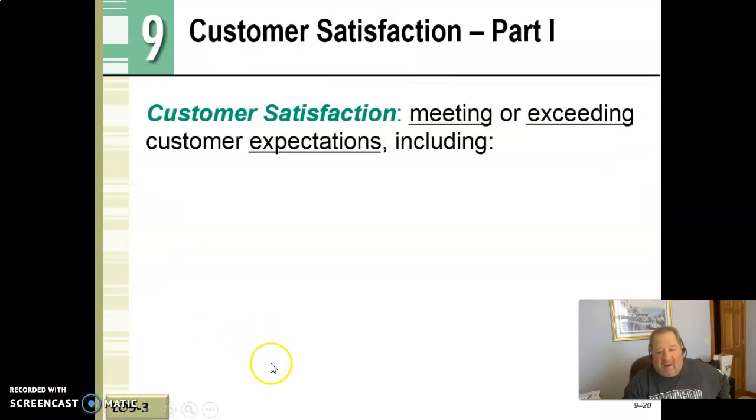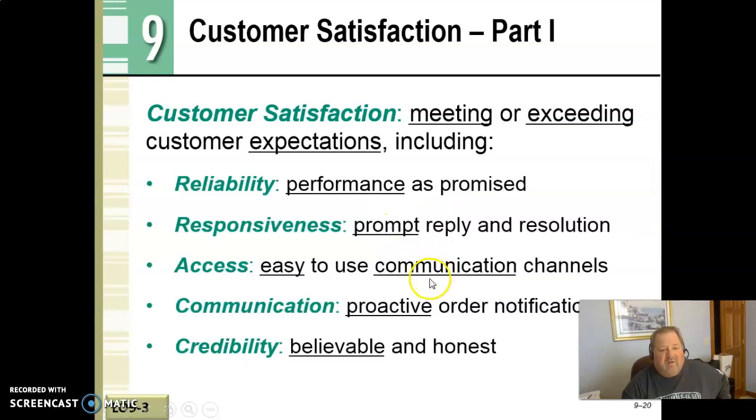Customer satisfaction, the second level on the pyramid, is meeting or exceeding customer expectations, including reliability, and that's basically performing as you promise, doing what you say you will do. I was at a workshop about 2 weeks ago, and one of the things that came out in that was how unusual it is for businesses just to do what they say they're going to do. It's becoming unique to have businesses actually perform and do what they say they're going to do, and those that deliver on their promises tend to have good reputations and repeat business.